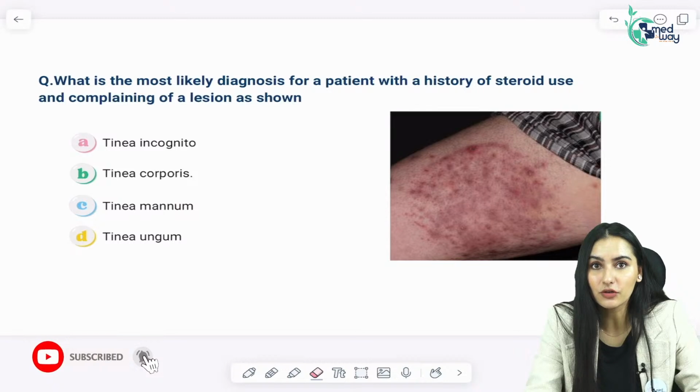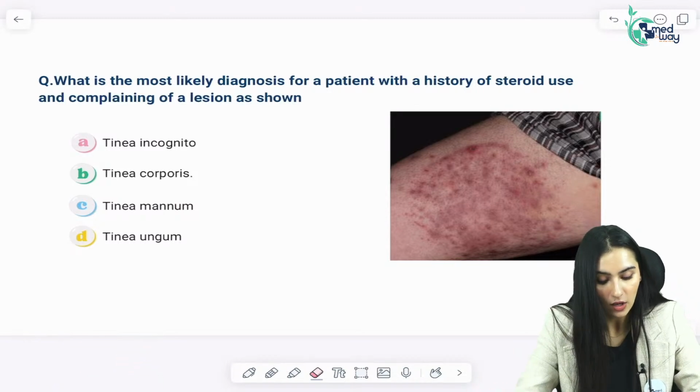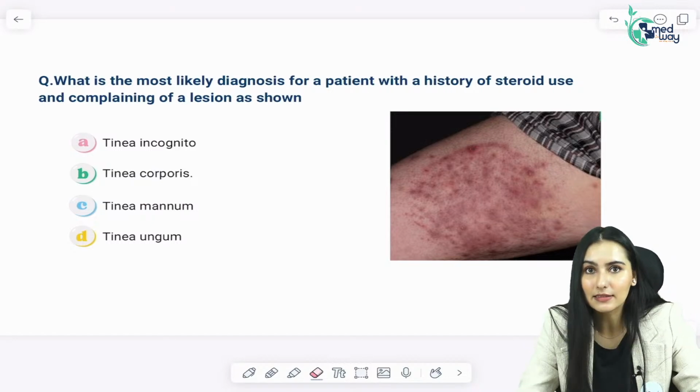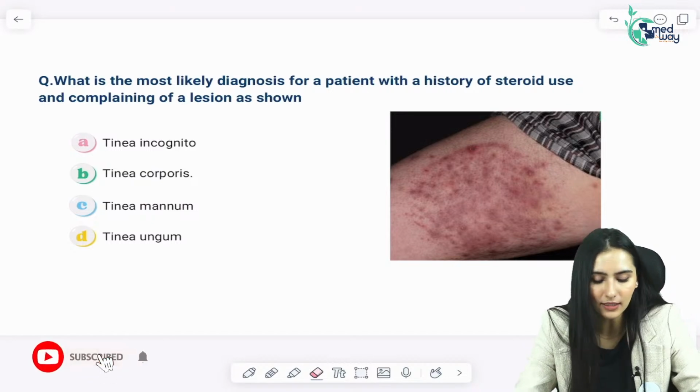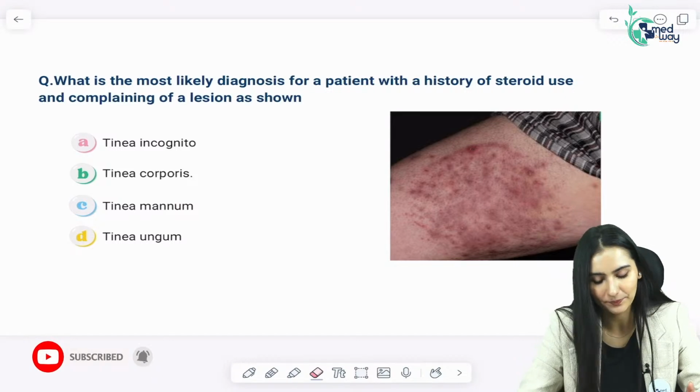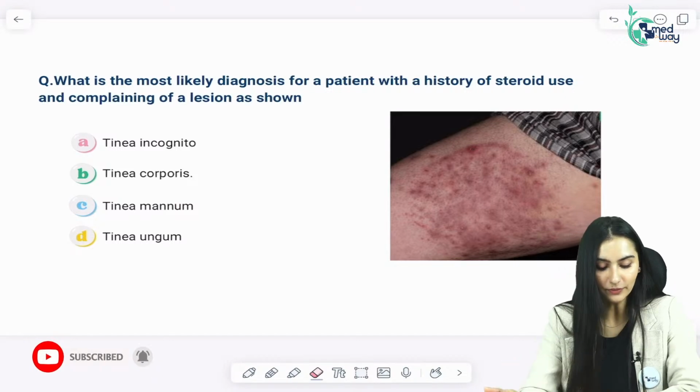With every question, try to understand that you can revise 4 topics because there are 4 options. One option will be the right answer. I will also be telling you little things about the other options as well. Let's start with the first question.